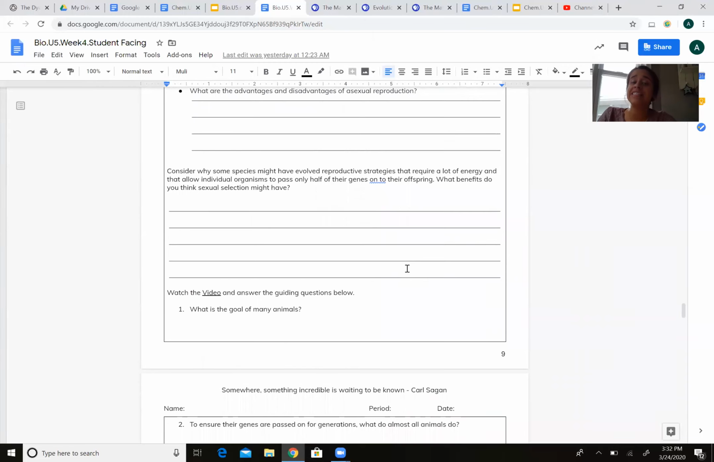Okay, so now the next question is asking us what benefits we think sexual selection might have. Kind of the opposite of asexual reproduction, there's more genetic diversity in sexual selection. As a result of this genetic diversity, human beings and other animals are able to adapt and then evolve as a species. If there's some sort of genetic mutation or different genes getting passed around, then these organisms are able to adapt and survive in varying conditions. So if something about them is not working, not all of them are going to die, because they don't share the exact same DNA that others do.